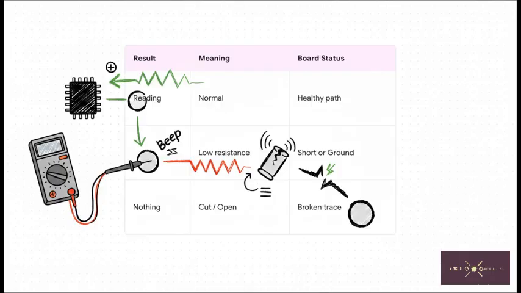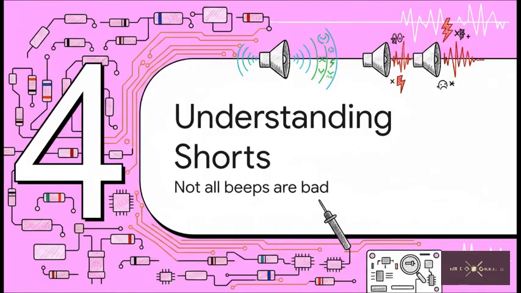And the third outcome? No beep and no reading whatsoever. This either means the path is completely cut open, or you're just probing an unused testing pad. If it's a critical path, that blank reading means you found a broken trace, and you'll need to compare it to a healthy board. Let's dig a little deeper here in Section 4, deeper understanding of shorts.